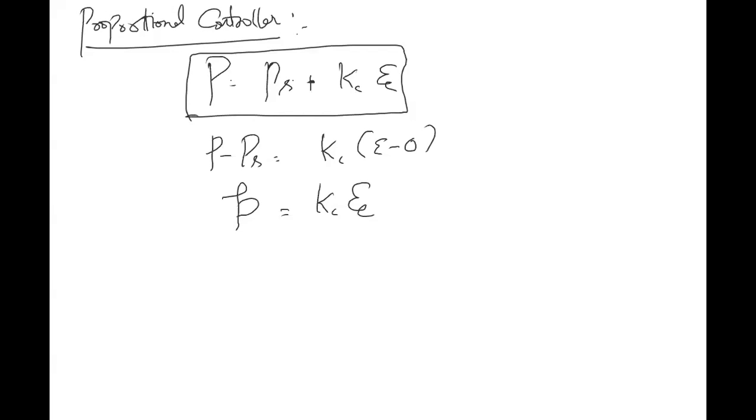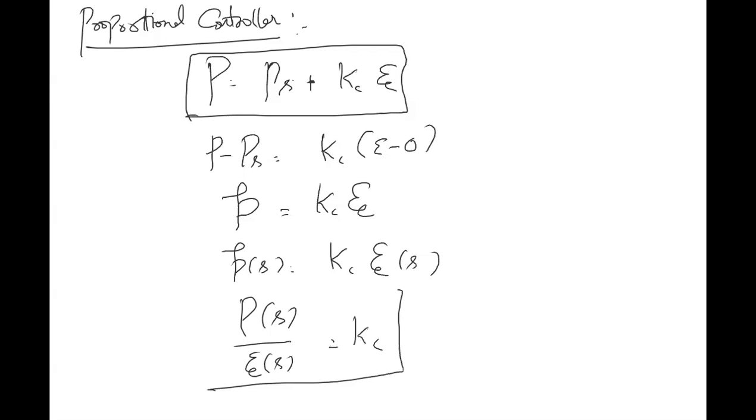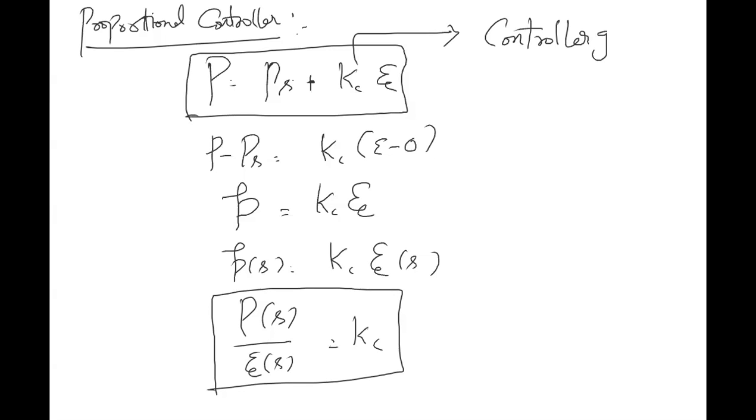So what is the transfer function? Apply Laplace transform on both sides. Kc into E of S. So P of S by E of S is equal to Kc. So the transfer function of the controller is Kc. What do you call this? Kc is the controller gain. Just write up to this point.